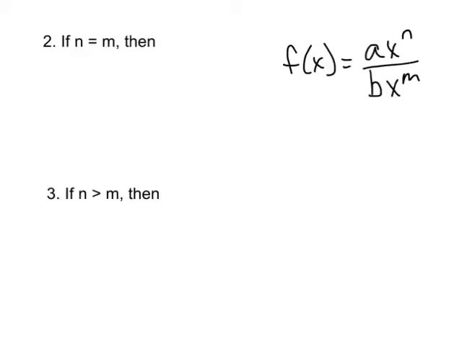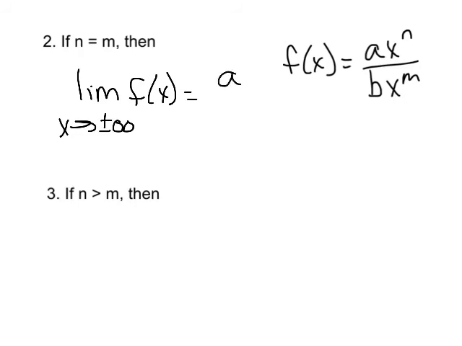So in the second case, when we have the exponents the same, so they are the same degree, we've talked about this before. When everything is the same degree, for large values of x, everything divides away except the ratio of the coefficients. So when this happens, the limit as x approaches positive or negative infinity of my function is going to be equal to the ratio of the coefficients of the leading terms.